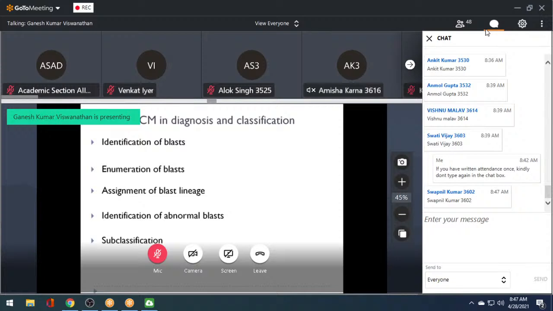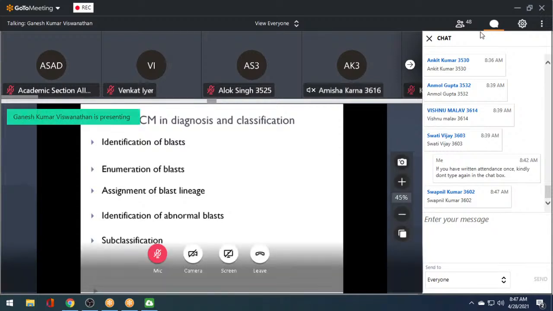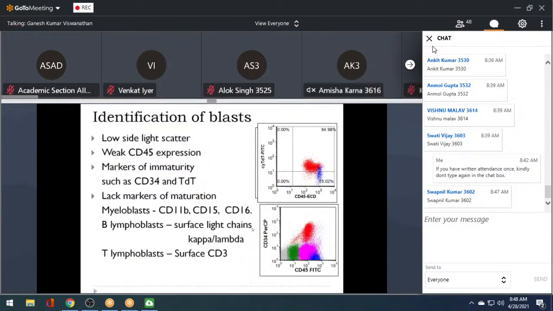So once that is done, you do a flow cytometry. So what is flow cytometry? It is a special type of test where you add certain antibodies to identify certain markers or molecules present on the surface and cytoplasm of the blast to identify what lineage it belongs to. And you can count the blasts and you can assign the lineage. So we won't go into the technique.